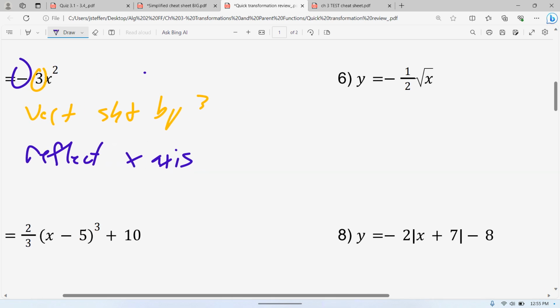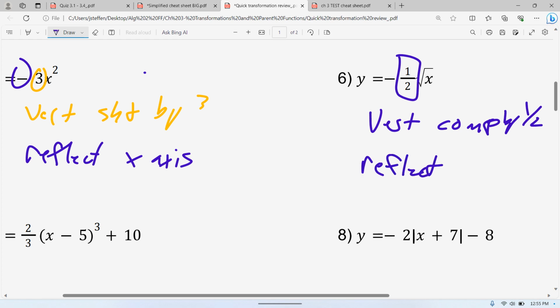Number 6, again, obviously very similar. This one is a vertical compression, and it is a reflection across the x-axis. Any questions on these?